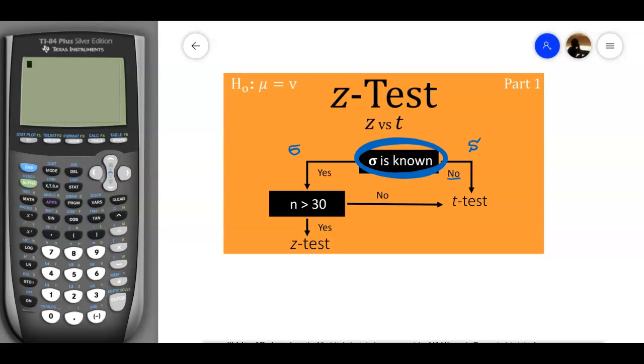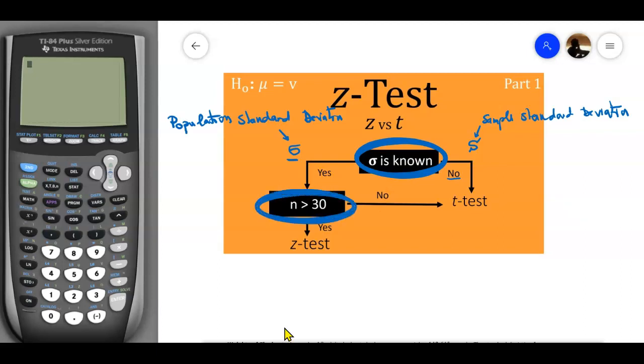However, S is the sample standard deviation, and sigma is the population standard deviation. If you don't know sigma, you're going to use the t-test right away. Now, even knowing sigma, there is an extra condition that you need to verify, which is whether n is greater than 30 or not.